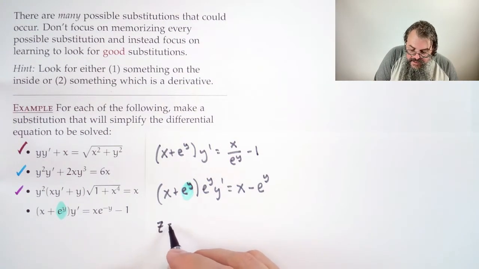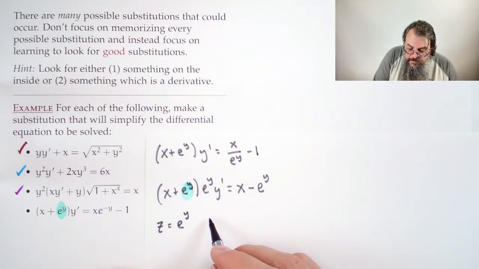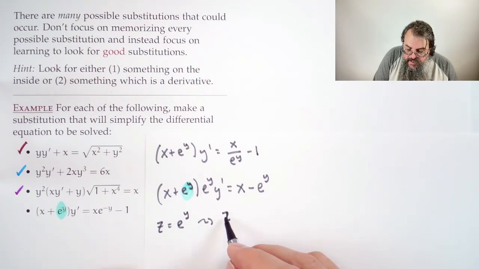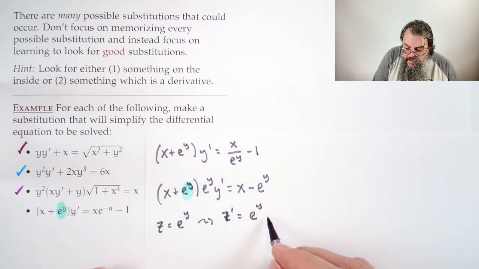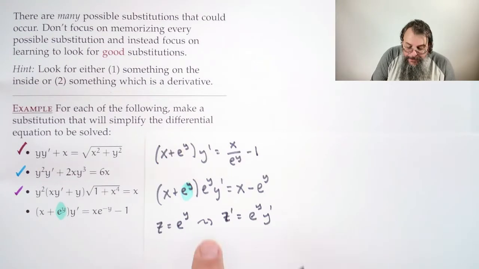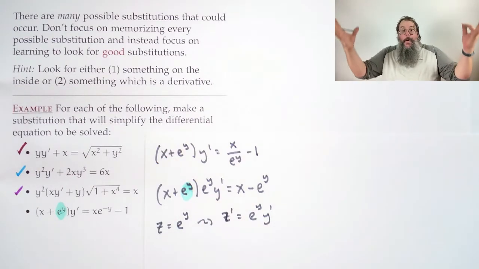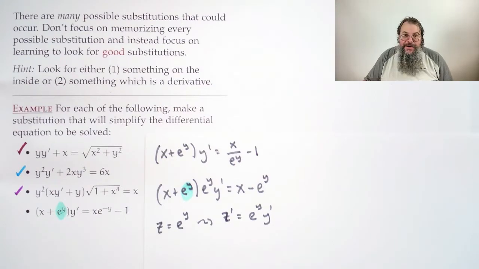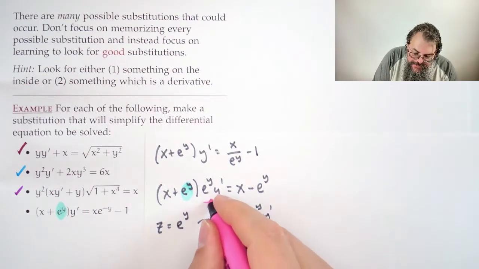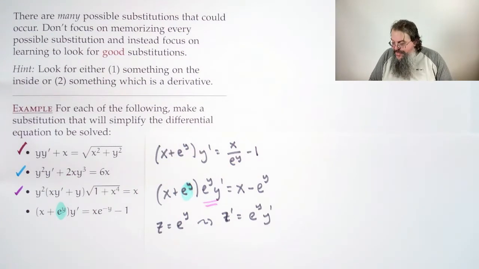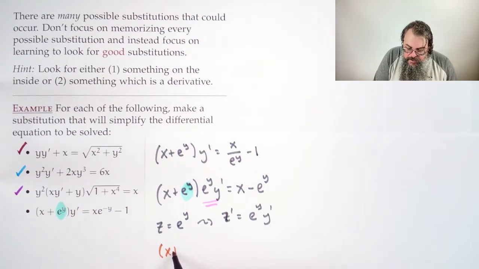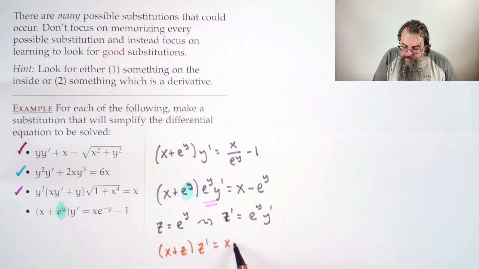So set z equals e to the y, and then we get that z prime is e to the y times y prime. We have an e to the y y prime. Perfect. It's almost like they planned for this. Well, because they did. That's amazing. All right. So we get (x + z) z' is equal to x minus z.